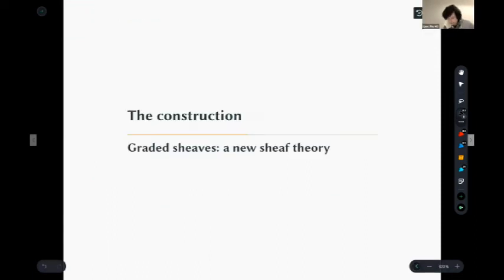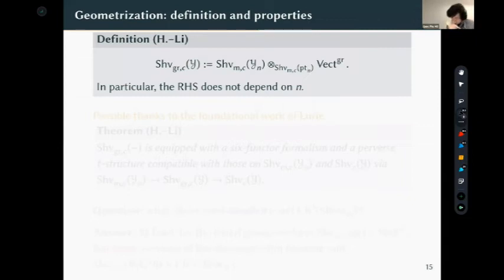So here's the construction, which is a new sheaf theory. Here's the definition. In this category, each object has a notion of weight: Frobenius acts on it with eigenvalues whose absolute values are q to some power that is half integral. And so there's a symmetric monoidal functor from that category to the category of graded vector spaces, by forgetting the Frobenius action but still remembering the weight. So it's natural to just take this tensor product and have a new category of sheaves, because that's the graded sheaves on Y.